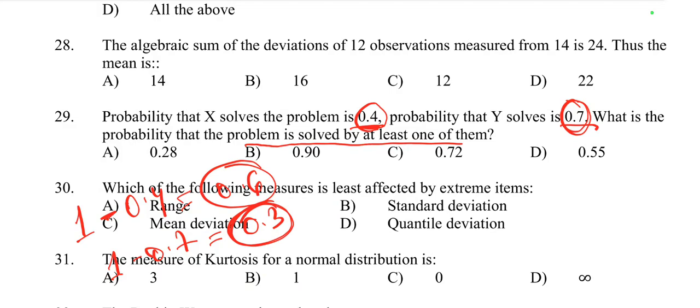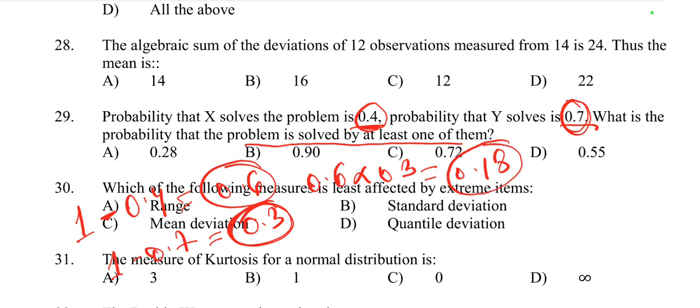Then we find the probability that neither x nor y solves the problem. That is 0.6 into 0.3, which is 6 threes are 18, so 0.18. So the probability that neither x nor y solves the problem is 0.18.